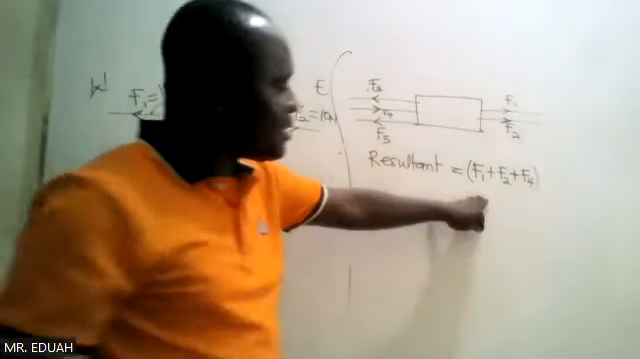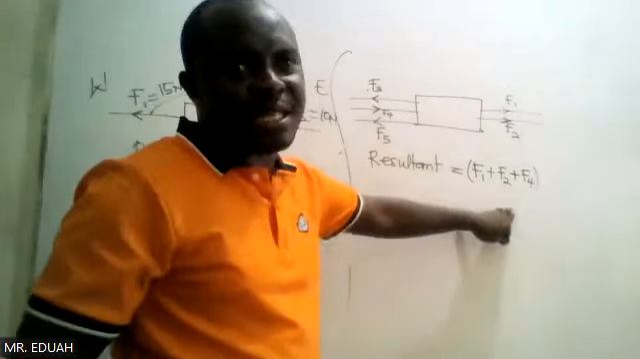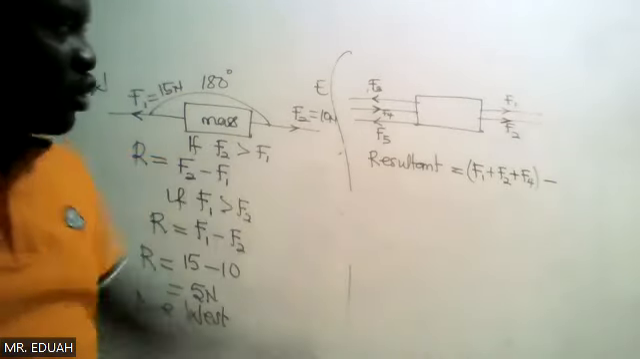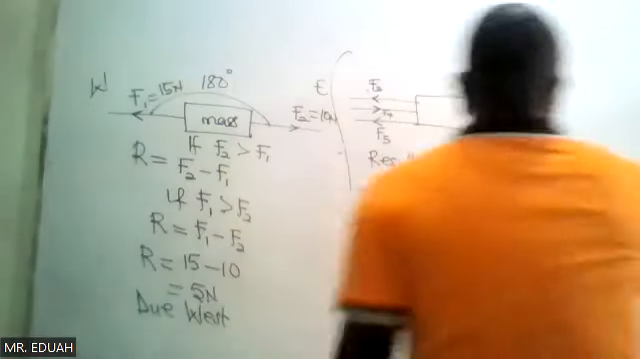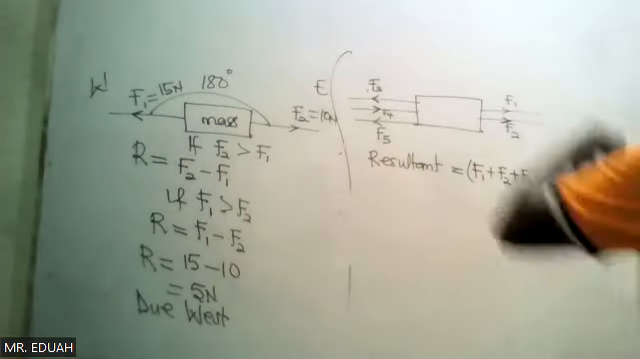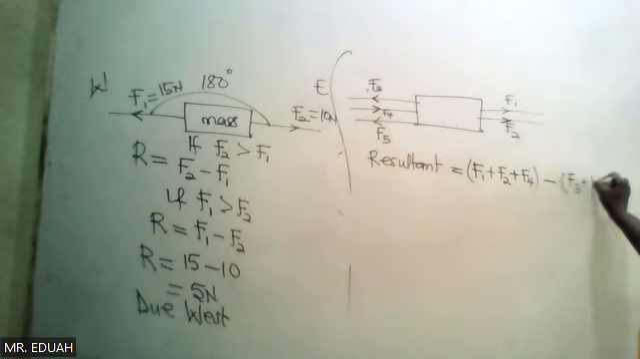Assuming this gives me a maximum value, then I subtract the least sum from the maximum summed up value. So it means that here, my least sum will be all the forces to my left. So F3 plus F5.